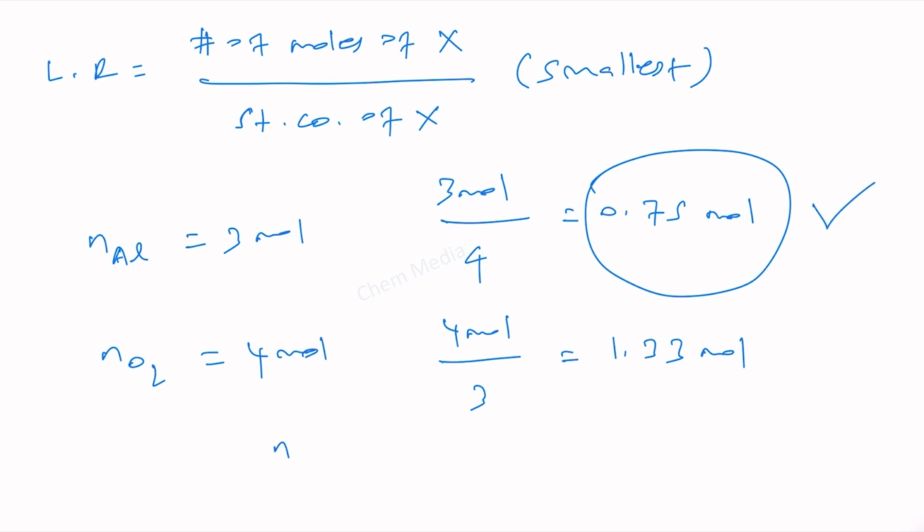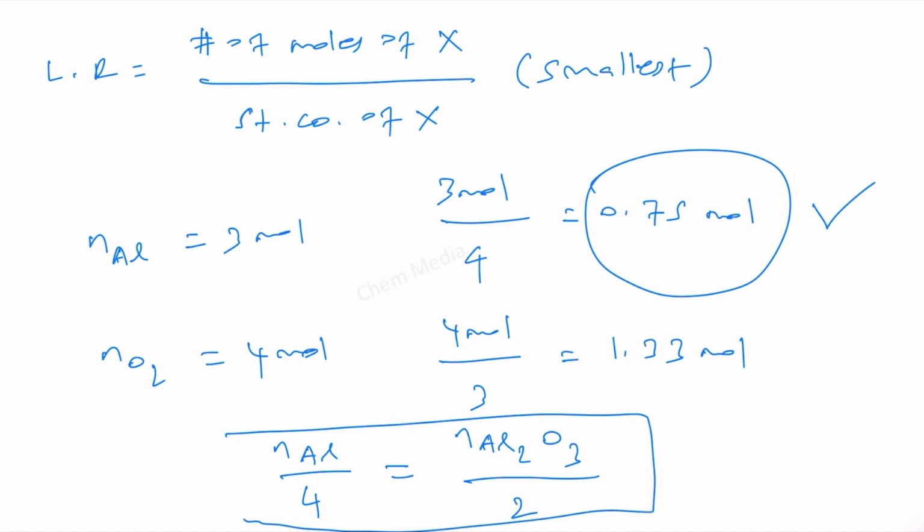Therefore, number of moles of aluminium divided by 4 should be equated with the number of moles of Al2O3 divided by 2. This is the equation that we should use because our limiting reagent is aluminium. Therefore, we can equate it. Now, let us find the mass of Al2O3. Number of moles of Al2O3 is equal to 2 times 3 mole divided by 4. So, number of moles of Al2O3 will be equal to 3 by 2 moles.